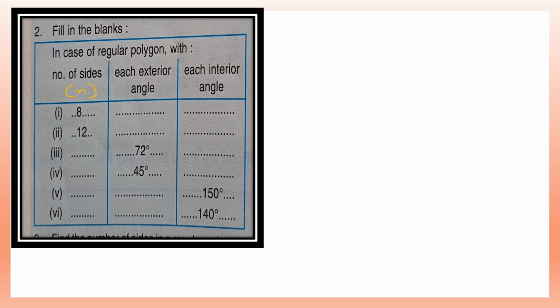Okay, now let's find the exterior angle in the first question because we know the number of sides. So let's use the formula. Exterior angle is equal to 360 degrees by n. This is the formula to find the exterior angle where n is the number of sides. So let's find the exterior angle here. 300. Now this is for question 1.